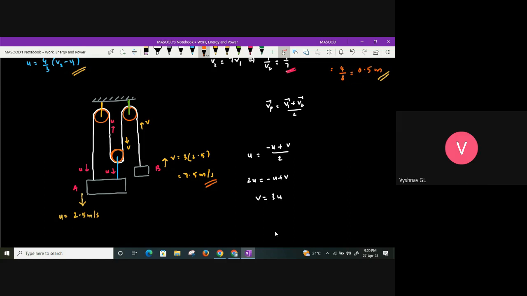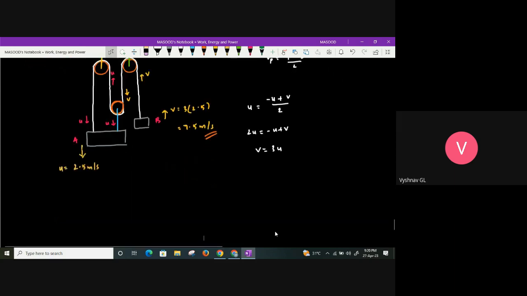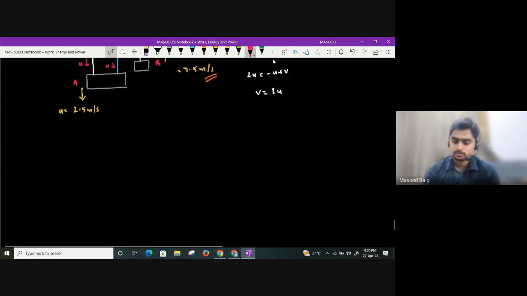A particle moving on x-axis has acceleration f at time t given by f is equal to f naught into 1 minus small t by capital T, where f naught and capital T are constants. The particle at t is equal to 0 has 0 velocity. Direct question, no? What is given? Acceleration is given. So instead of writing f, because you will get confused, I'll take it as a. It will be a naught into 1 minus small t by capital T. At t is equal to 0, particle has 0 velocity.